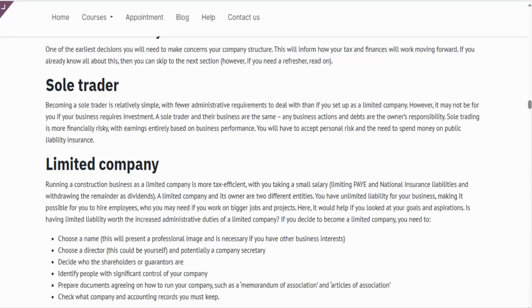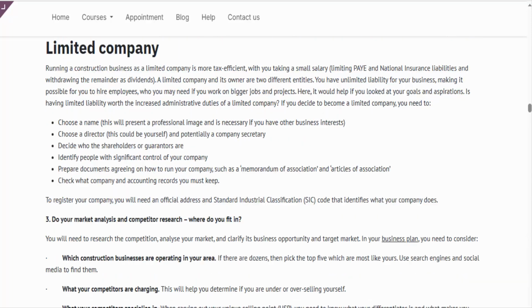Limited company: Running a construction business as a limited company is more tax efficient, with you taking a small salary, limiting pay and national insurance liabilities and withdrawing the remainder as dividends. A limited company and its owner are two different entities. You have limited liability for your business, making it possible for you to hire employees, who you may need if you work on bigger jobs and projects. Here, it would help if you looked at your goals and aspirations. Is having limited liability worth the increased administrative duties of a limited company?